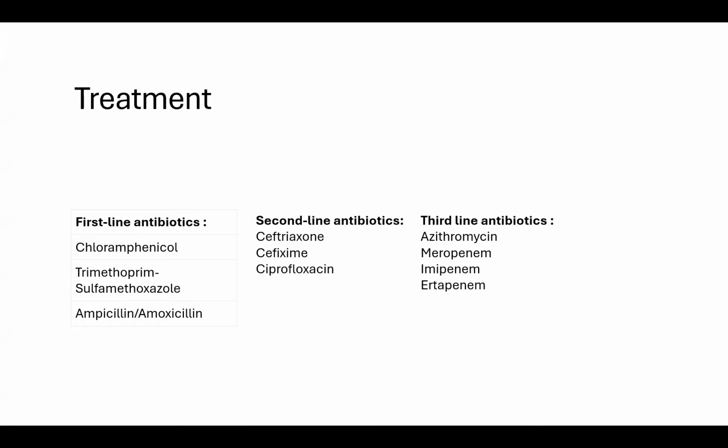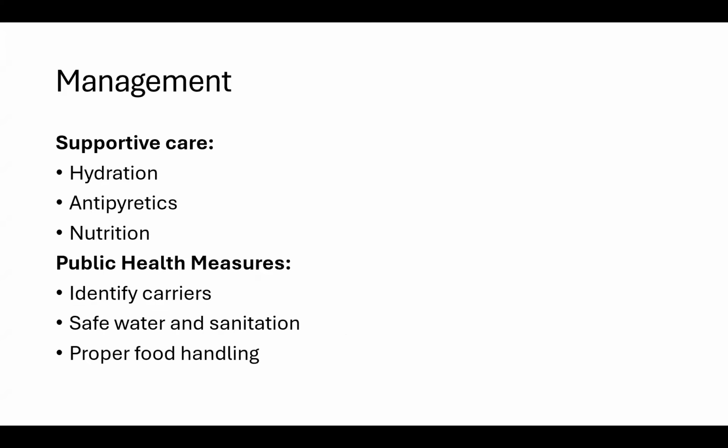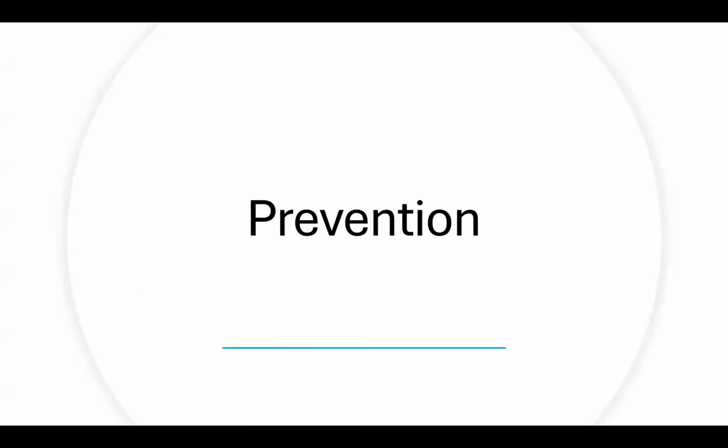Then we have second line antibiotics, and then we have third line antibiotics, which include, as you can see, azithromycin, meropenem, imipenem, and ertapenem. So management includes supportive care, which consists of hydration, giving antipyretics, and right nutrition. Public health measures for management include identifying cases, safe water and sanitation, and making sure that food is being handled properly either at home or in restaurants or commercial spaces.